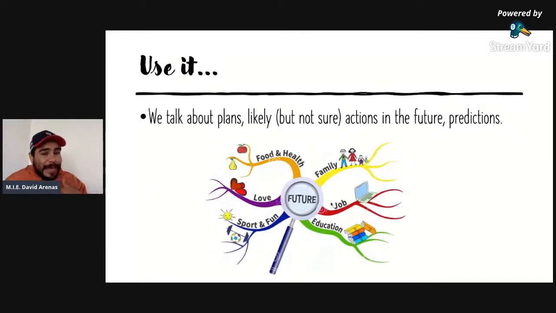For example, in my case, I will do exercise next month. It's possible, but it's not like 100% sure. About love, I will have my family with me for the rest of my life. About food and health, I will eat healthier food in the next weeks. About my family, I will have another baby in the future. About a job, I will get the job of my dreams in 10 years from now. And about education, I will study a PhD in education in the next years. All right. So those are some of the uses you can have for the future with will.